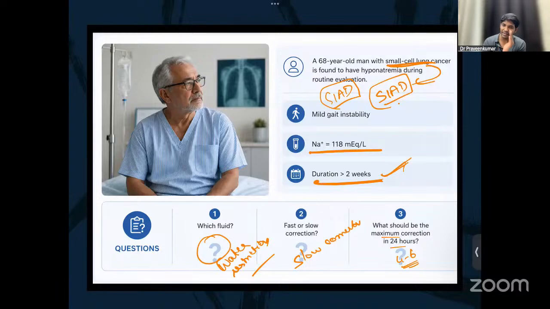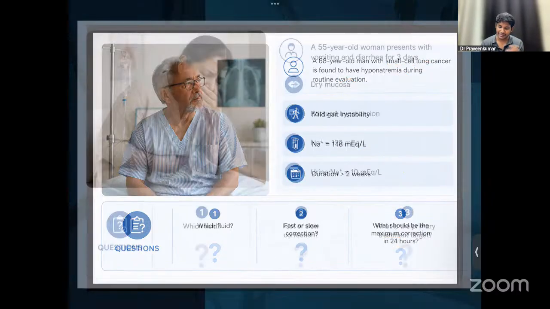Here, this patient is having chronic hyponatremia and is not having any big symptoms other than mild gait instability. So you have to correct it very slowly, just 4 to 6 milliequivalents per day. That's all. Okay, now we will go to the next question.